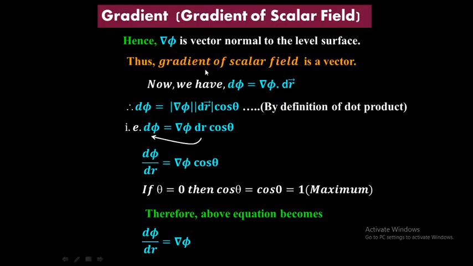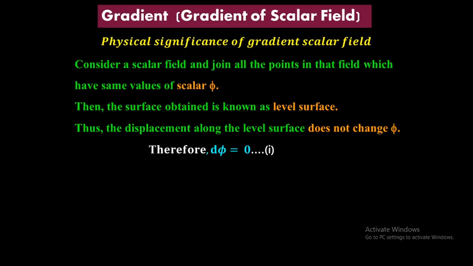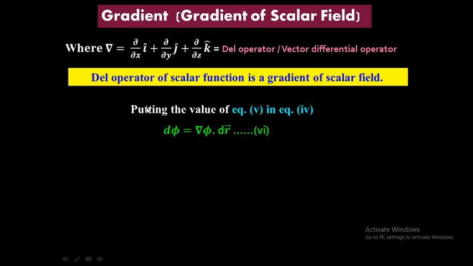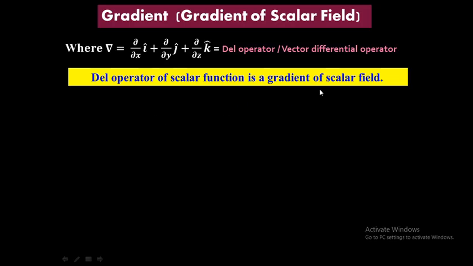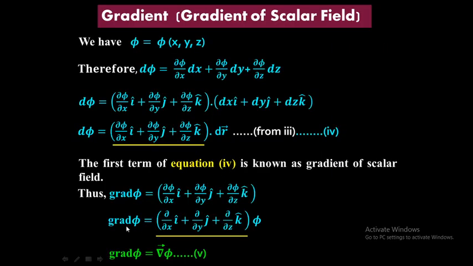The first physical significance is that the gradient of a scalar field is a vector. And we have seen what the gradient of a scalar field is: the del operator acting on a scalar function is the gradient of the scalar field, and it is written mathematically as gradient of phi equal to del phi.